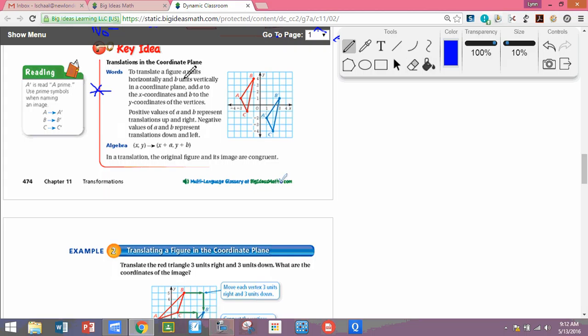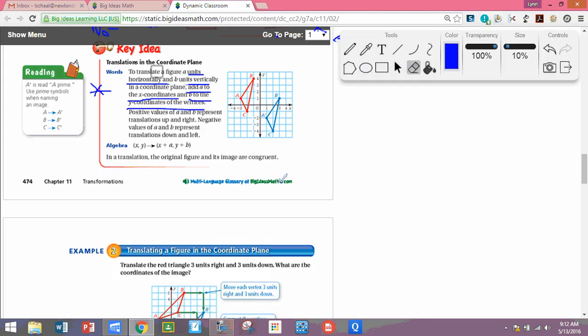So you're going to translate A units horizontally and B units vertically in a coordinate plane. So you add A, the units for left and right, to your X coordinate, and B, your units to go up and down, to your Y coordinate, for the vertices of each piece, and that will then make your translation. This is how you do it mathematically, okay? And I like mathematically because, like when we were doing slope, there's no question as to what you're doing. So this is the formula you kind of use.